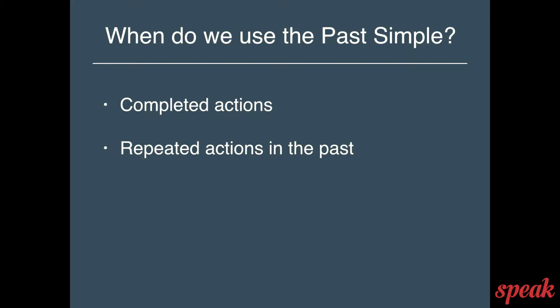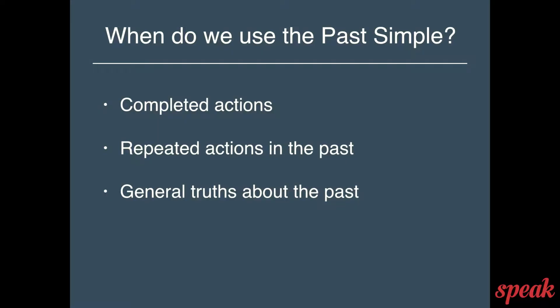Okay? The third reason is for repeated actions in the past. Repeated means something which happens again and again. Do you remember the second example we looked at? The second example was last month I went to the cinema 4 times. So that is a repeated action, 4 times. 1, 2, 3, 4. So I went to the cinema 4 times. That's a repeated action in the past.